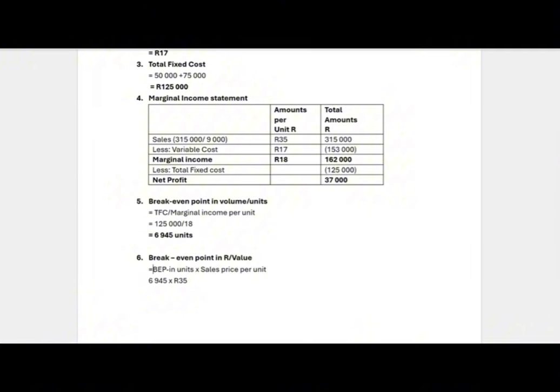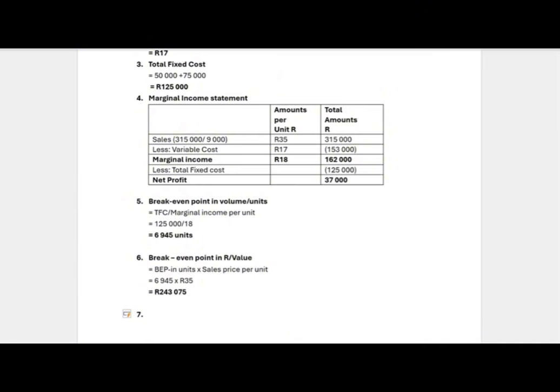All right, and then how much is our break-even point in rand? Let's put that on the calculator. It's going to be 6945 multiplied by 35 rand. I'm getting 243,075. That is your break-even point in rand. All right, and then we are done with number 6. Now let's go to number 7.